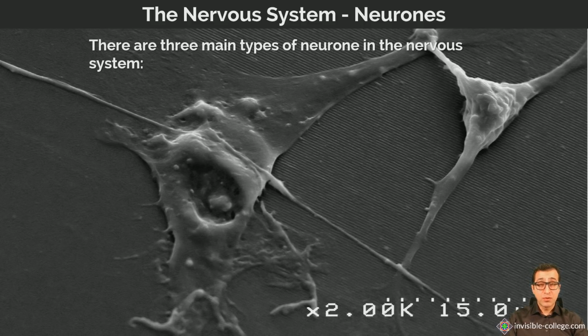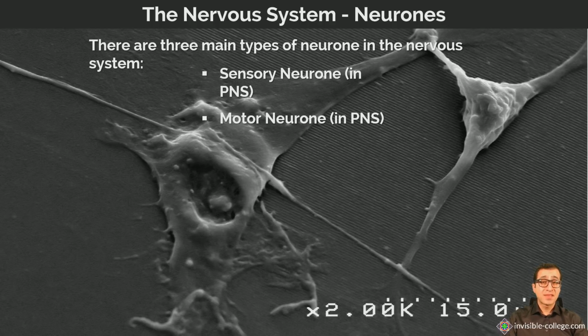Now, there are three main types of neurons in the nervous system. There are the sensory neurons found in the peripheral nervous system. There are the motor neurons, the fibers of which are also found in the peripheral nervous system. Their cell bodies are found mainly in the central nervous system. And then you have the neurons which sit in between the sensory and the motor neurons. These are sometimes called relay neurons or intermediate neurons.